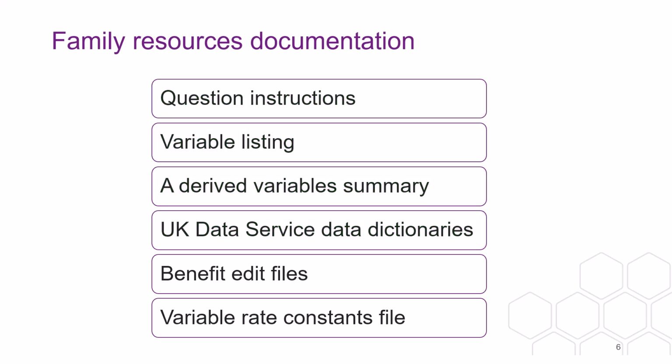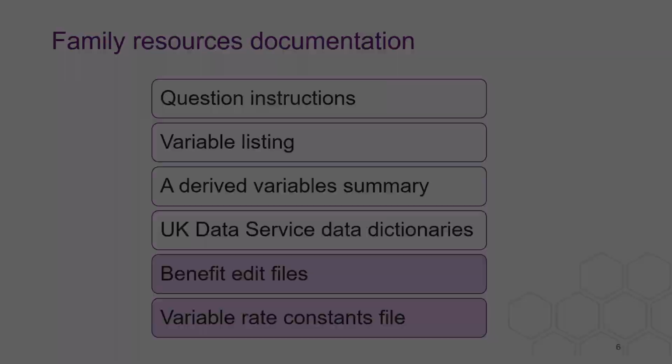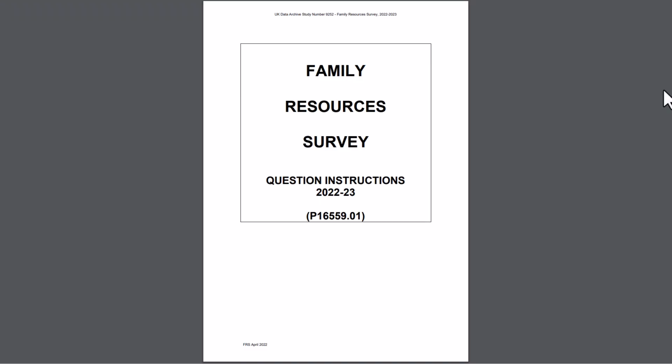We'll then take a brief look at some of the other documents that are available, which provide more information about the data. These are the benefit edit files and the variable rate constants file. So taking a closer look, let's start with the question instructions document.